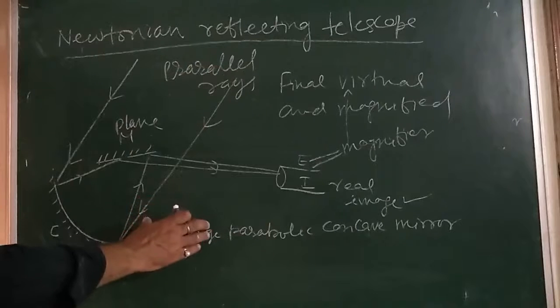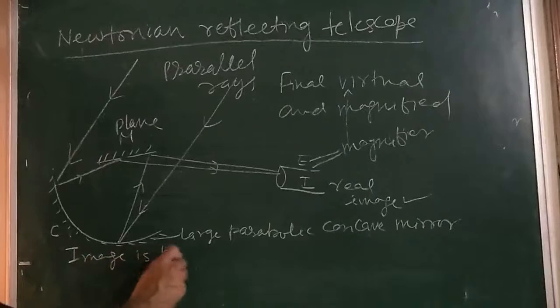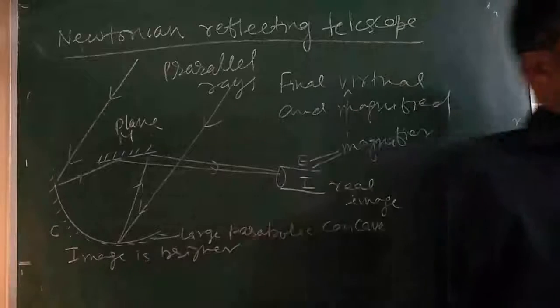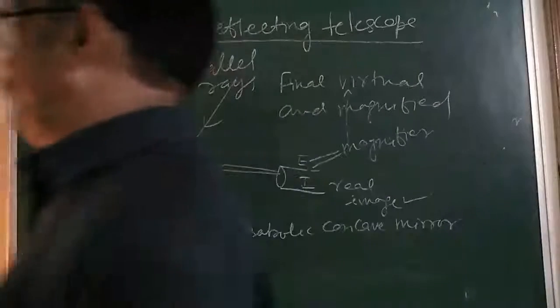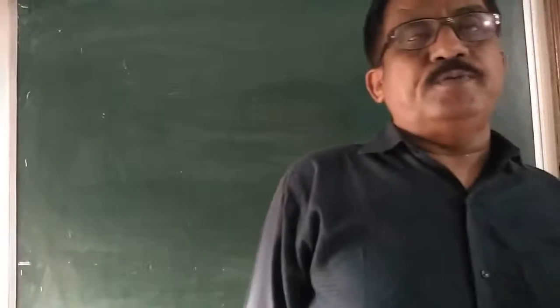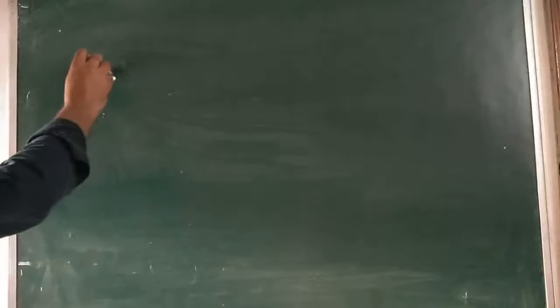These are very useful because the image is brighter compared to that of any other type of telescope. So this is a very good type of telescope which we are using these days. So draw this figure. So just now we saw the reflecting type telescope. Now we are starting a new part of this unit, optics, that is called wave optics.